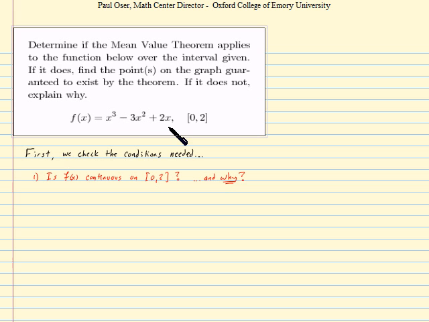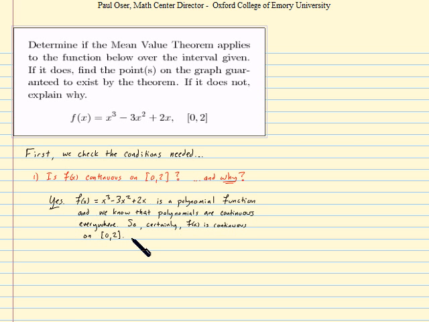We know something about continuity in polynomials. All polynomials are continuous everywhere. So certainly, this function has to be continuous in this interval. It's continuous on all reals. Okay? So the answer to our first question is simply yes, but we need to justify that. We need to write something equivalent to all of this. Okay? F of x equals this guy right here. It's a polynomial function. We know polynomials are continuous everywhere, so certainly it's continuous on the interval given. Okay? So we've passed the first condition.